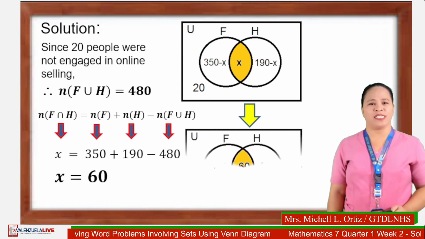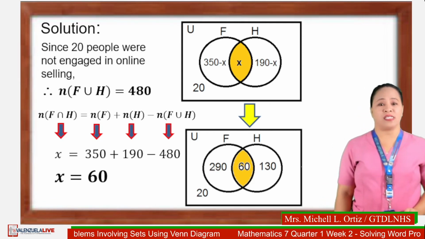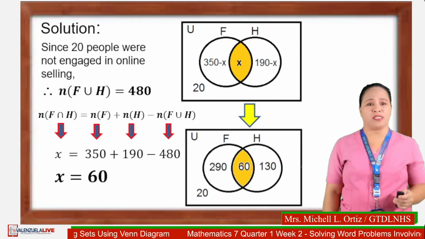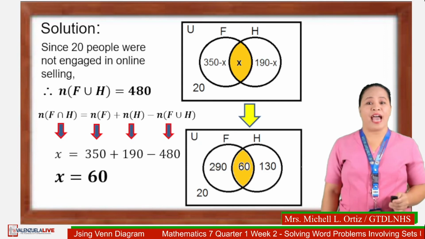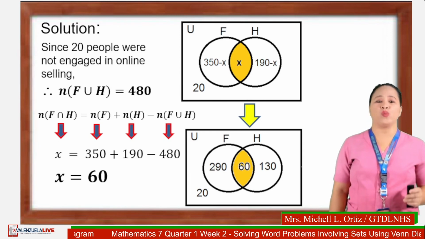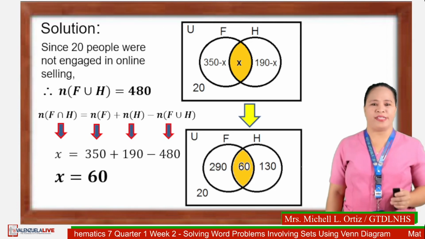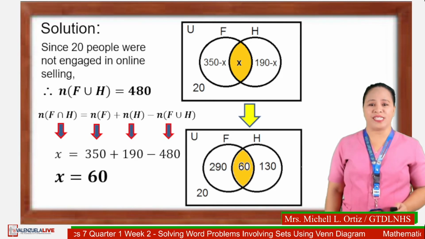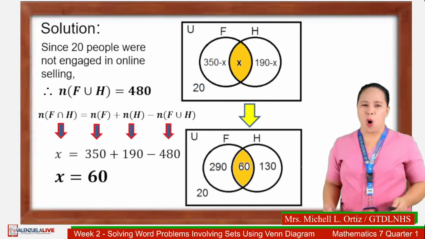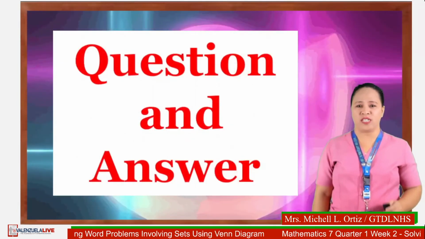So let us see if we have already satisfied the conditions. If X is 60, 350 minus 60 is equal to 290. And 190 minus 60 is 130. Then adding all the cardinalities, 290 plus 60 plus 130 plus 20 is equal to 500 in all. So there are only 60 people who are engaged in selling both food and health products. Hope you understand our lesson for today. So let us now proceed with the question and answer.